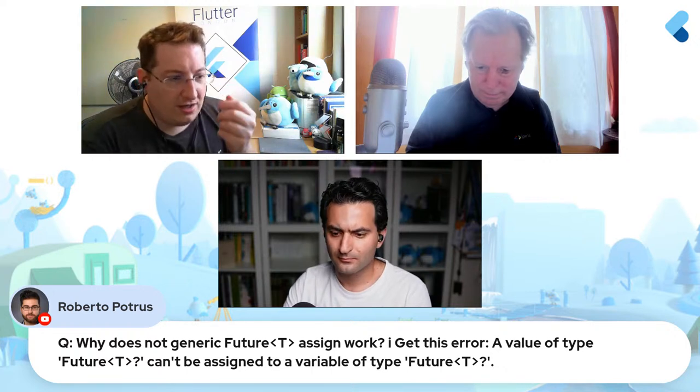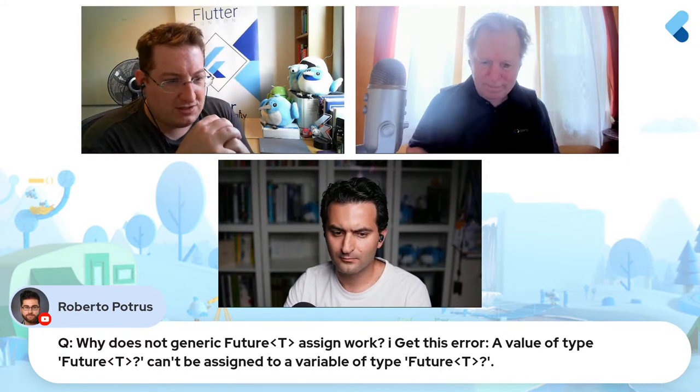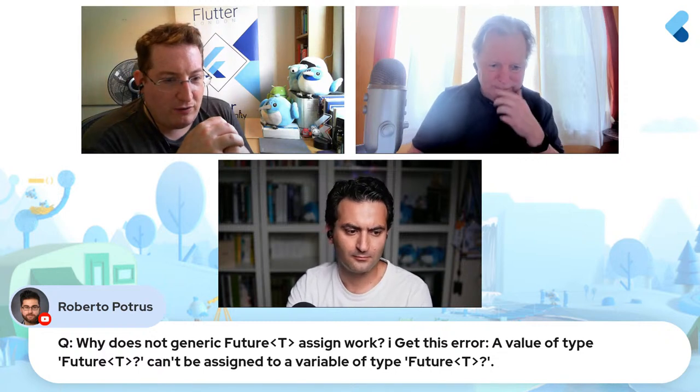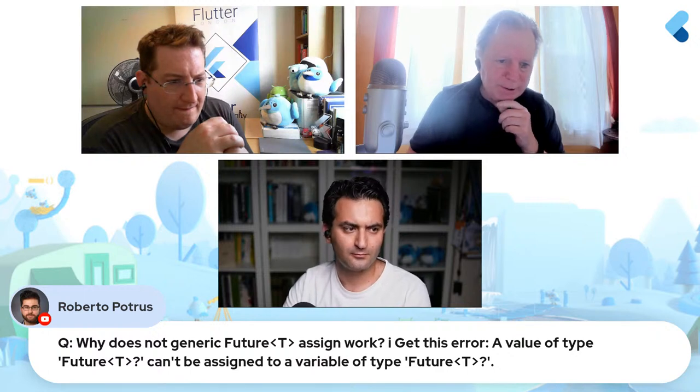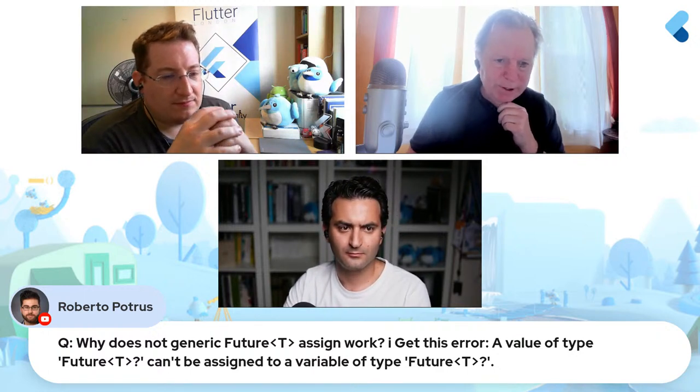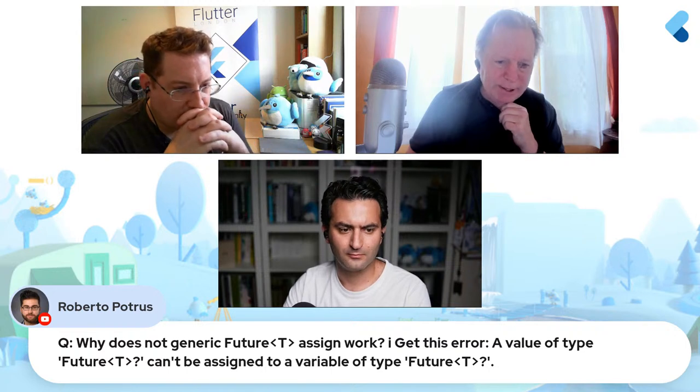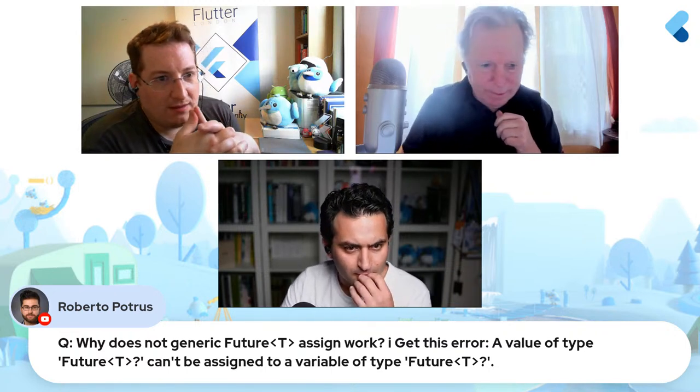Why does a non-generic Future<T> assignment not work? I get the error: a value of type Future<T> cannot be assigned to a value of type Future<T>. I think he's creating two different Ts. I tried to give him an answer on this Stack Overflow question, and he says, that's not quite it. And I said, okay, I wonder what it is.